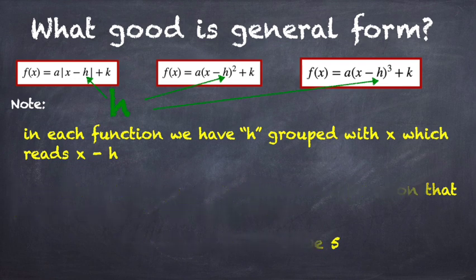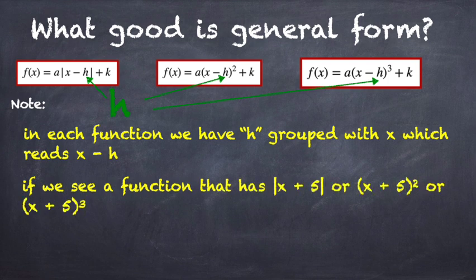Okay? Now, also keep in mind, if we see a function that has the absolute value of x plus 5, or we have grouped together x plus 5 squared, or grouped together x plus 5 cubed, we don't see a minus.